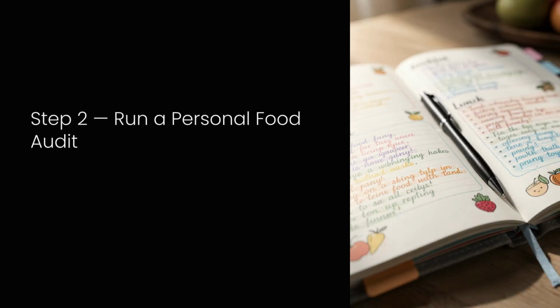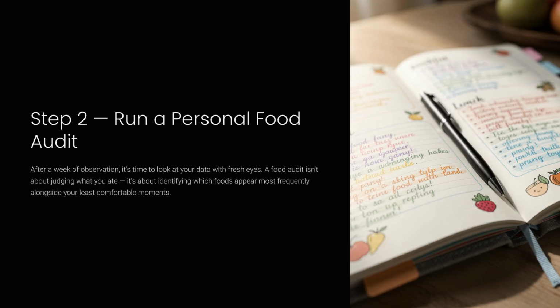Step 2 is to run a personal food audit. After a week of observation, review your data with fresh eyes. This is about identifying which foods appear most frequently alongside your least comfortable moments, not about judging what you ate.